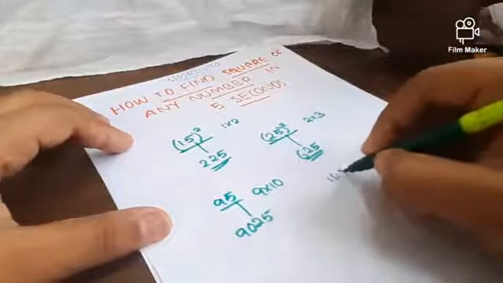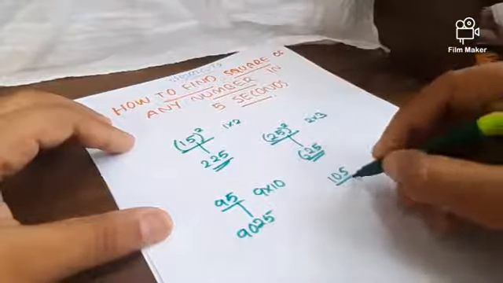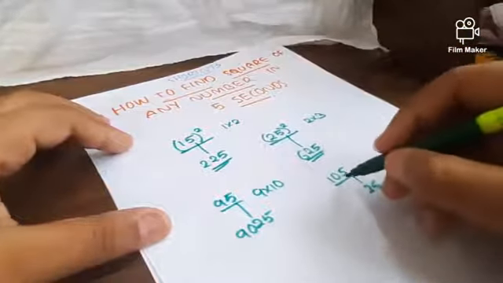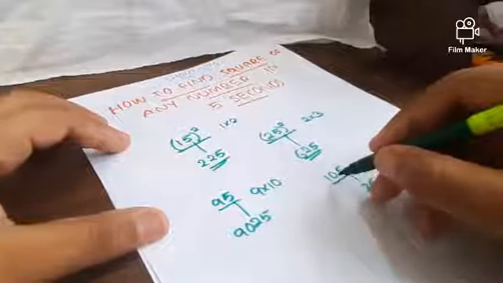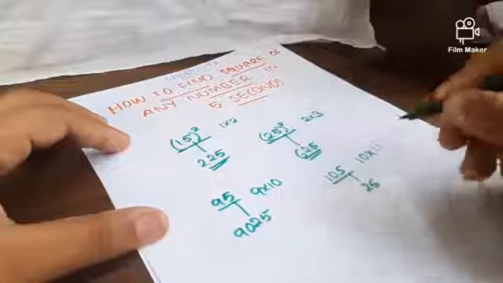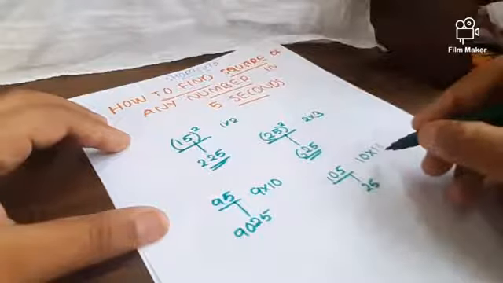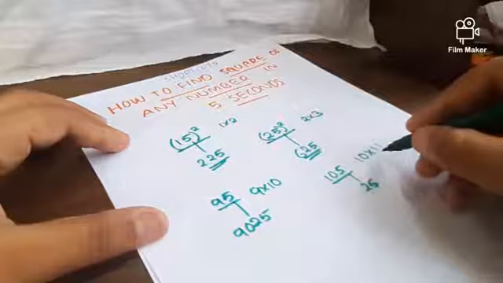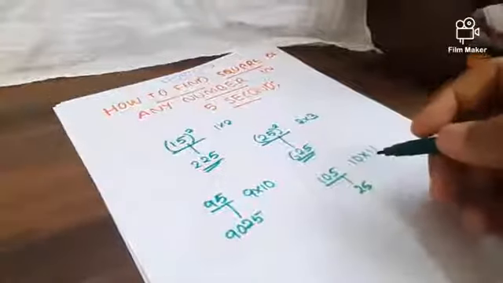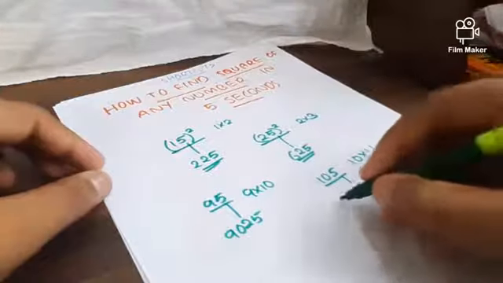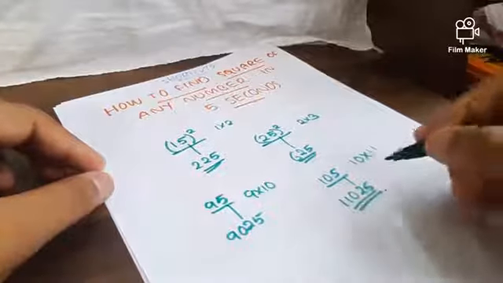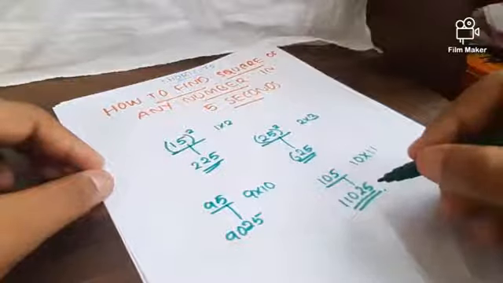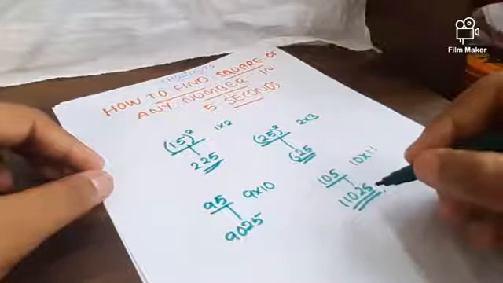Then 105. What's the square of 5? 25. Then, as I said, the adjacent number of 10 multiplied by 10, that is 10 into 11. We all know the multiplication of 10 into 11 gives 110. So this is the answer. Isn't it very easy? Yes.